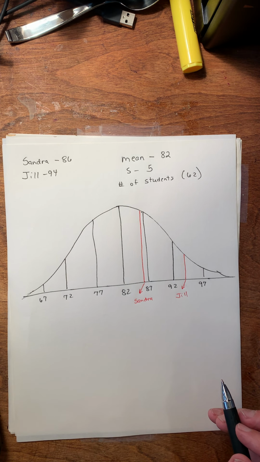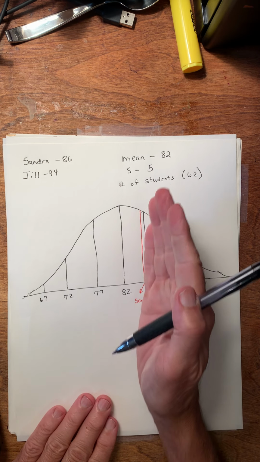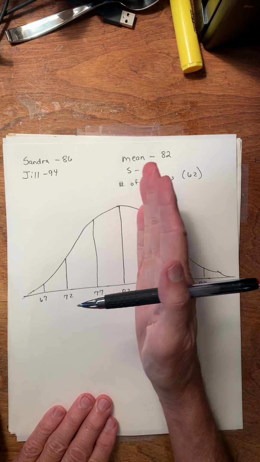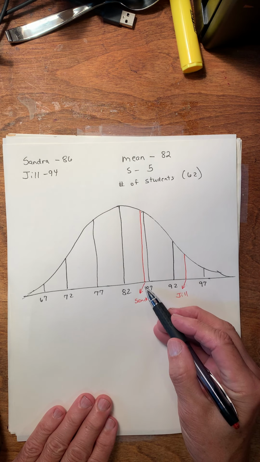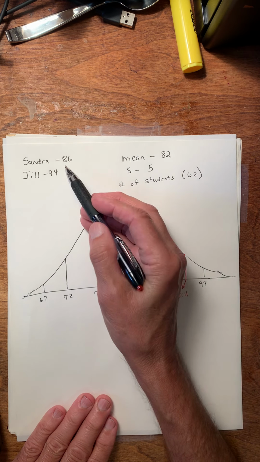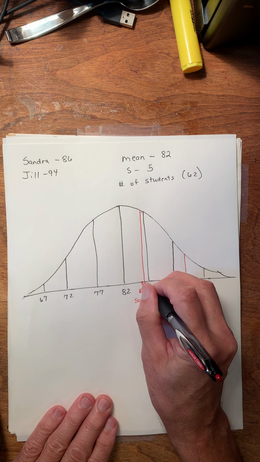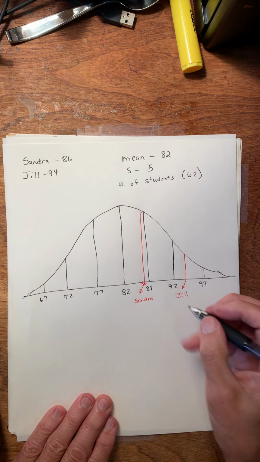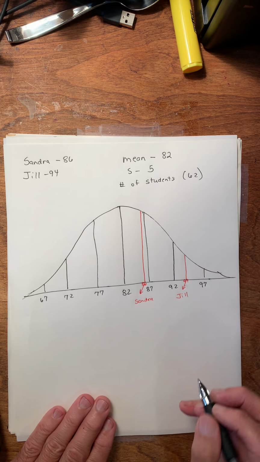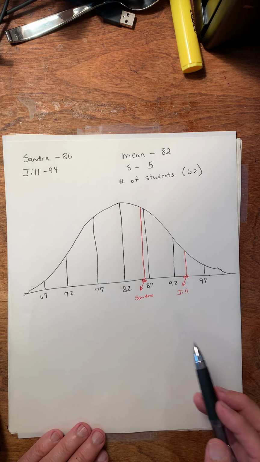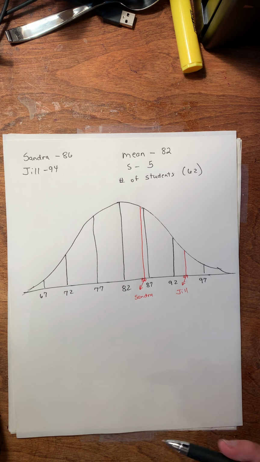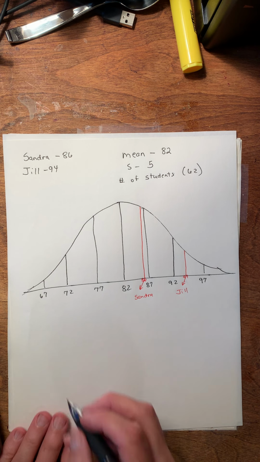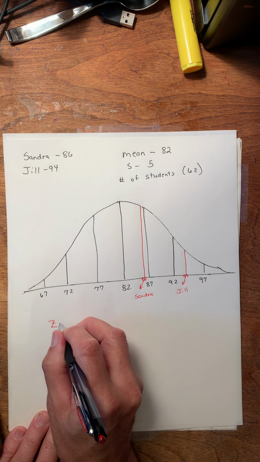So what we're going to find out is how many students out of the 62 did Sandra beat. In other words, how many are below Sandra's grade of 86, and how many are below Jill's grade of 94. And then we're going to compare the two and see how many more Jill beat than Sandra. So what we're going to use is what you see on page 47, what's called the Z-score or the standard score.